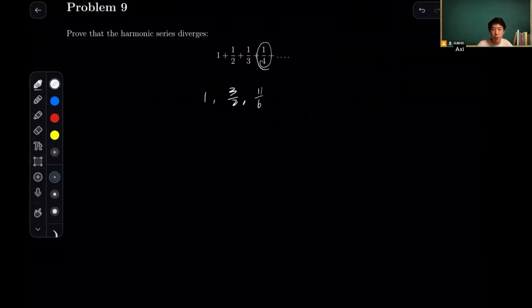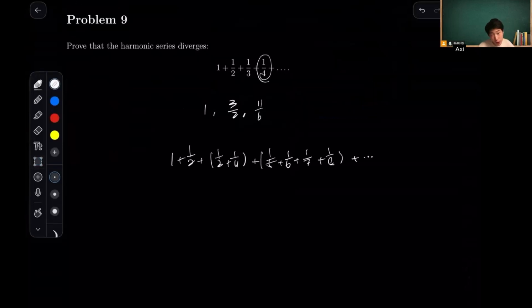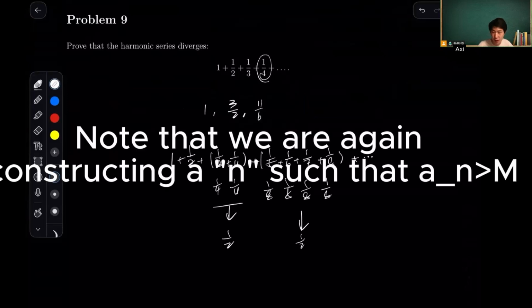We can do this by grouping. The groups are like this. For each group, we can change all the numbers to the power of 2 corresponding to that group. Then in each group, the value becomes 1/2. So essentially, this thing is just adding 1/2 over and over again, and this must be diverging to infinity.